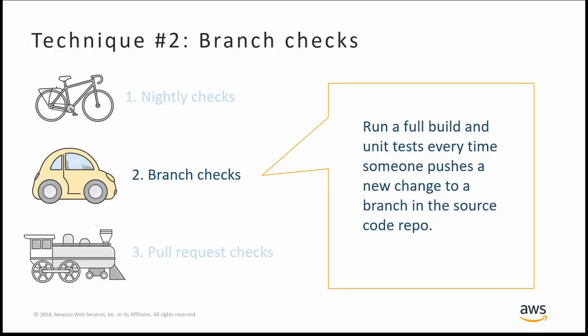Let's move on to branch level checks, technique number 2. We're getting a bit of a speed boost here, upgrading to the car. And what I mean by branch level checks is that we'll run a full build and unit tests every time someone pushes a new change to a branch in the source code repository.